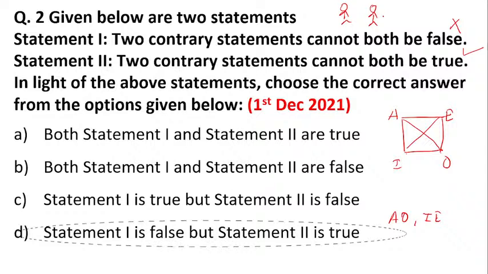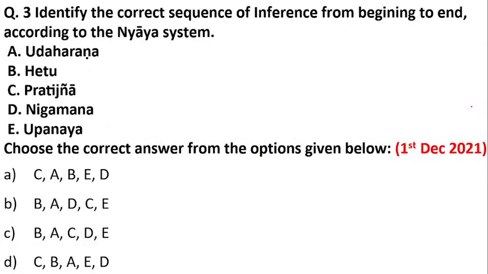If two people are standing, maybe both of them are not PM. Both of them can be false. Even if the second person is also saying I am the PM, both of them could be lying, but both of them cannot be true. Both can be false, but both cannot be true. Contrary is the relationship between A and E. So the right answer is D. Now let's look at the third question.